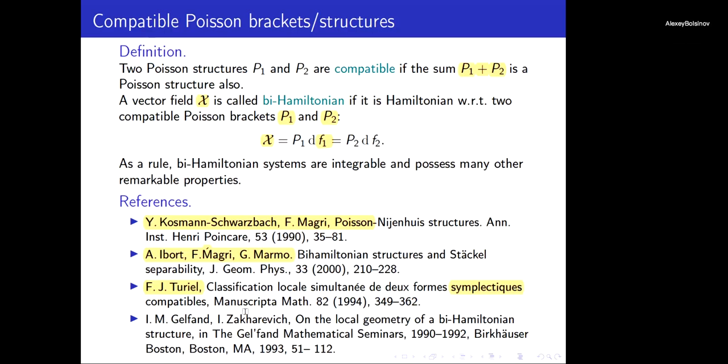And also the last, Gelfand-Zakharevich. It's also a very nice paper on local geometry of bi-Hamiltonian structures, both in the non-degenerate and degenerate case, because sometimes both Poisson structures P1 and P2 are degenerate. That's slightly a different subject, but still very important and interesting.